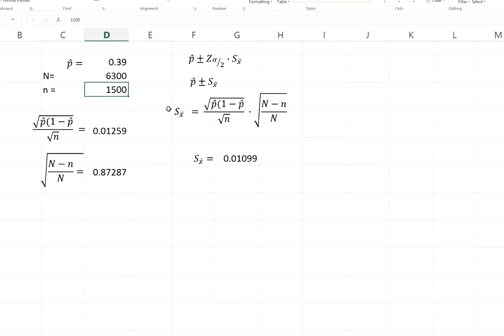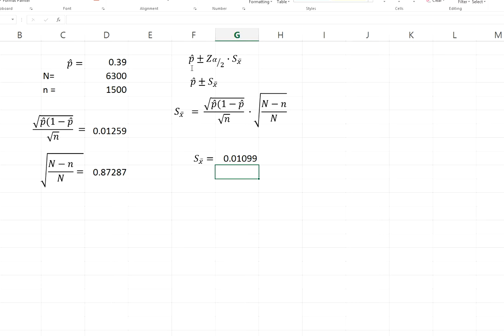I calculate the standard error first, in two steps again. The first part is P times 1 minus P over 1,500, the whole thing under the square root. The second part is the square root of the population size minus sample size, divided by the population size minus 1. Now I multiply both of those and I get this standard error.